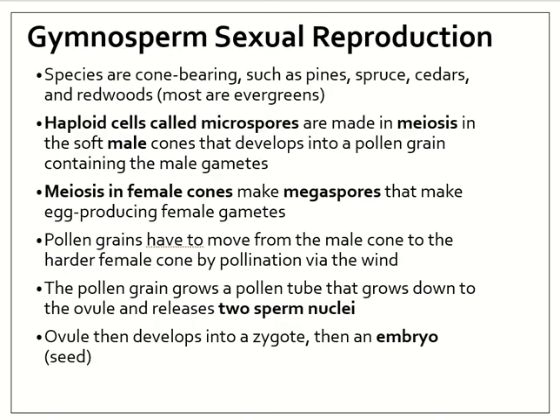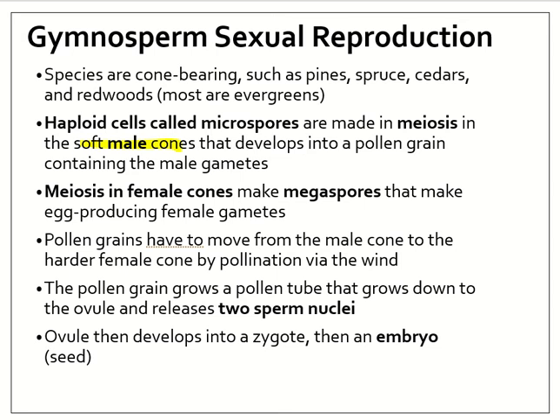So we're going to look at your cone-bearing plants first for sexual reproduction. You have male and female cones. Male cones are usually softer and smaller. Female cones are going to be the harder and larger ones. And so we'll look through how that happens.